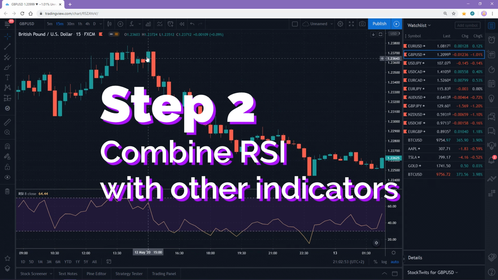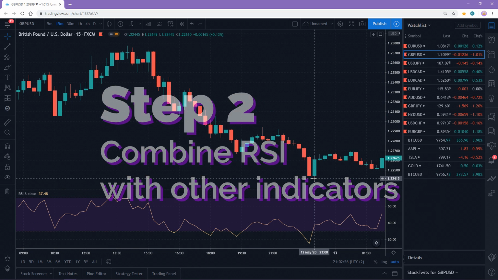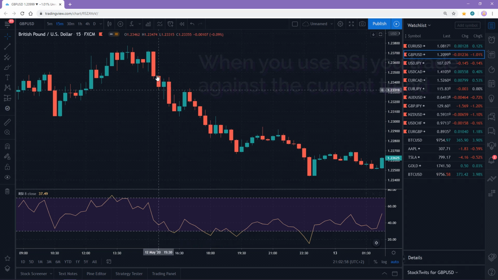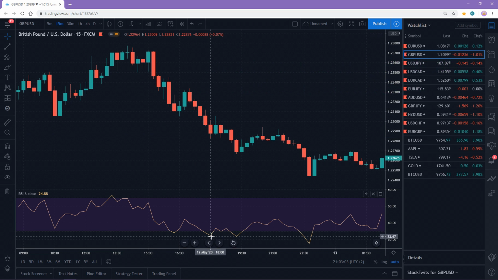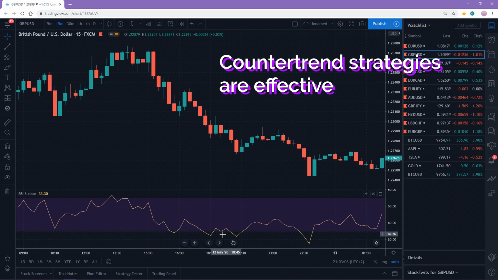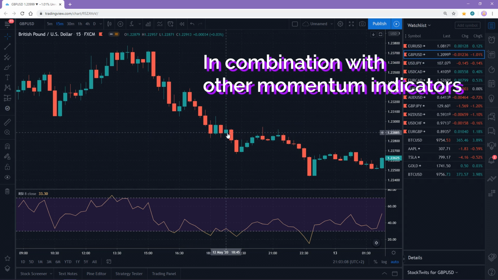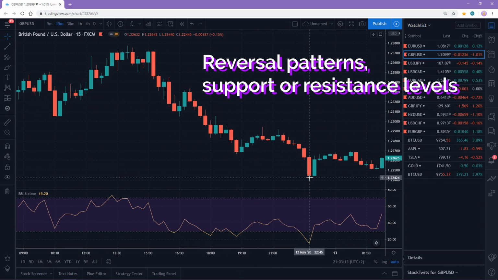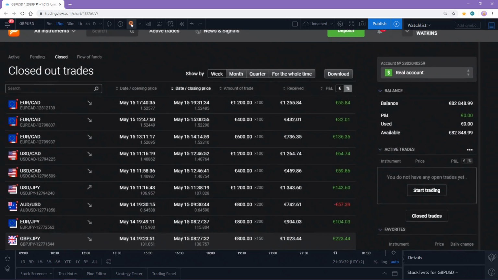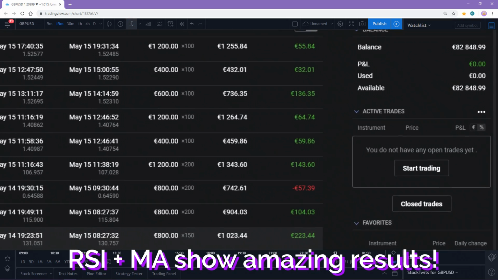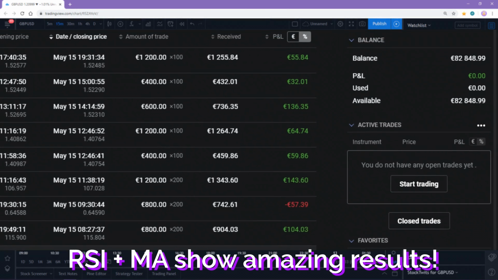Step 2. Combine RSI with other indicators. Keep in mind that when you use RSI, it means that you trade against the current trend. Counter-trend strategies are effective when they are used in combination with other momentum indicators, reversal patterns, support or resistance levels, etc. I've been trading since 2013 and I found out that RSI combined with a moving average show amazing results.